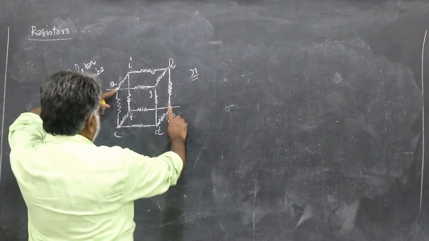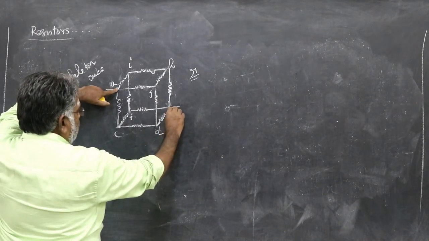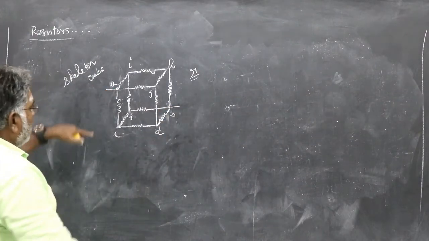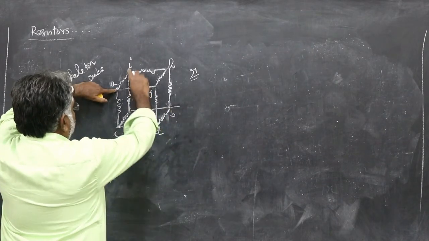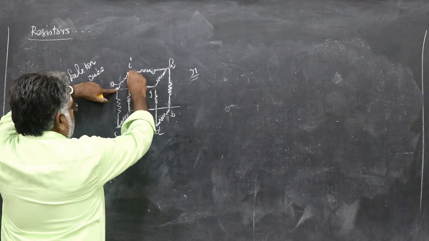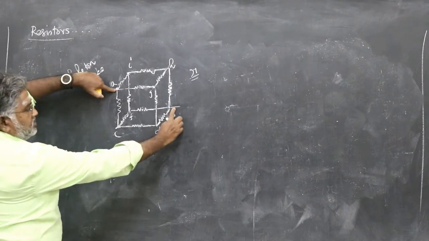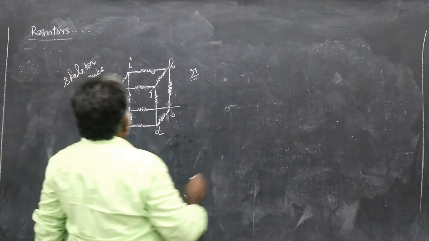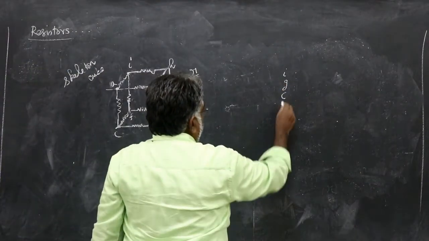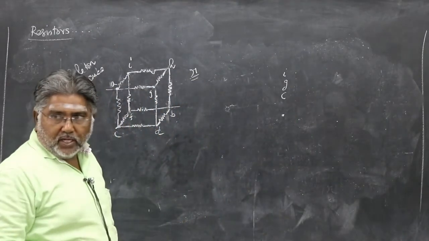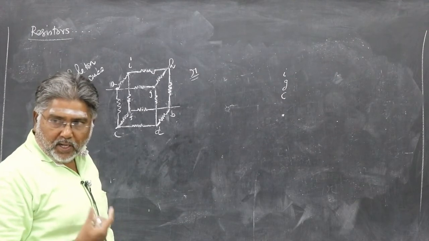For this A and B, you have to locate some symmetry points. A is the entry point of current, B is the exit point of current. So I, C and G are symmetric. I, G, C are all the same points. Potential at these points will be the same. We can even consider them to be connected.